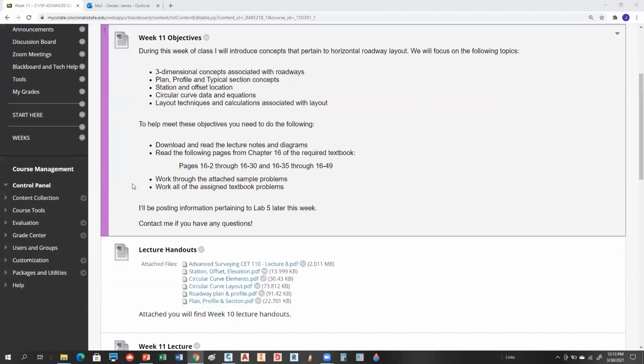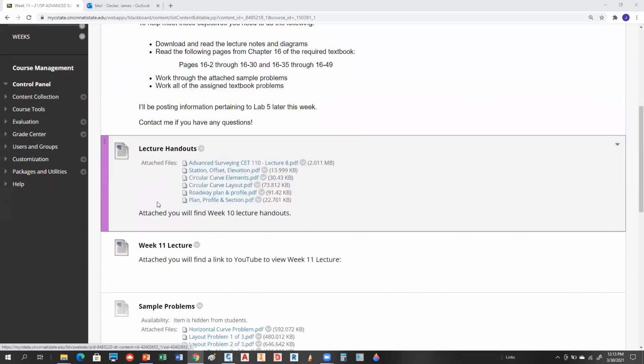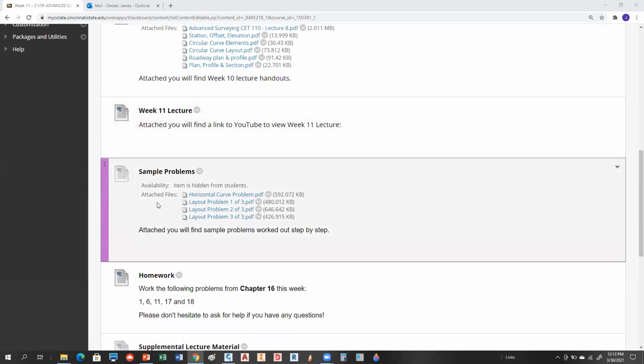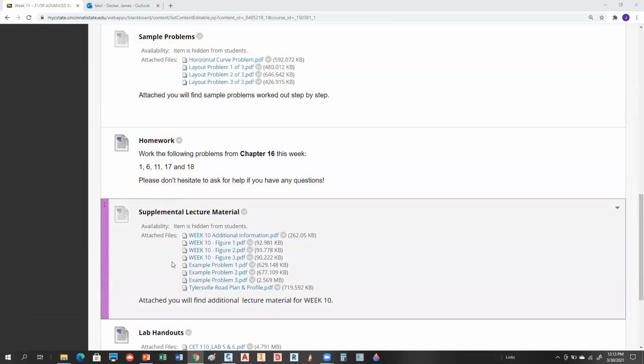In your book, you should be reading out of chapter 16, the pages that are listed here, okay? And then there's going to be some problems that we have. And there's the lecture handouts here. Hopefully you have these already printed out, or accessible to look at. I want to look at some of these here and maybe look at these plan and profile sheets. I've got some sample problems here that I'll post probably by Friday. And then there's some other supplemental material that I might get posted for you as well.